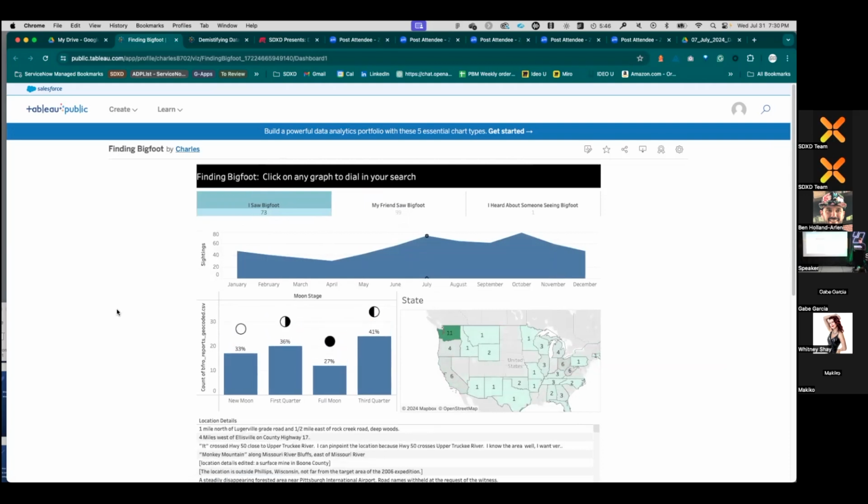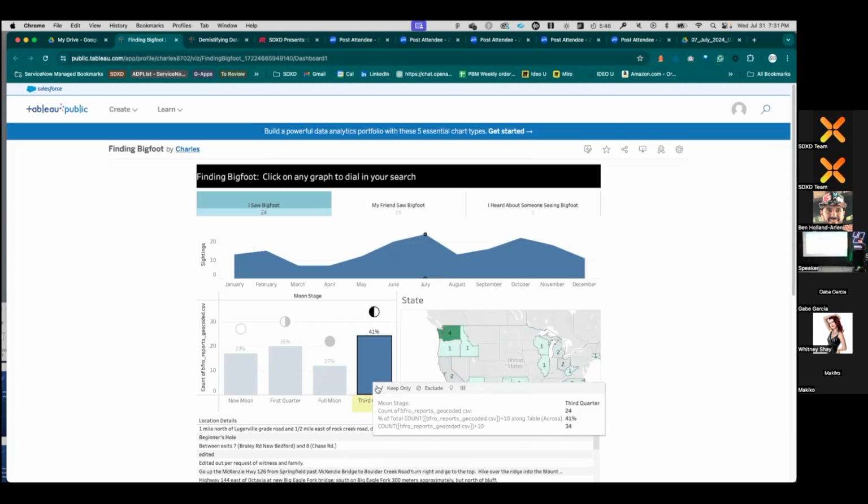I have heard that moon stage can have a large effect on whether you see him or her, them, however they identify. So I've decided, okay, I know I want to go during July. I want to hit that stage moon correctly. Let's go and look there. And for state, I'm going to go to Washington because that looks like the biggest spot.